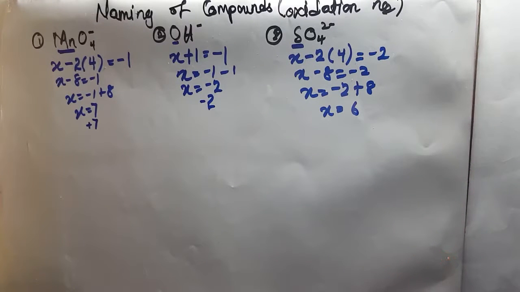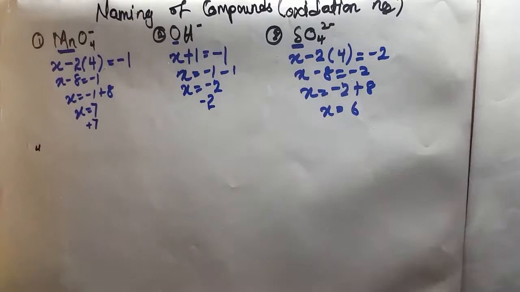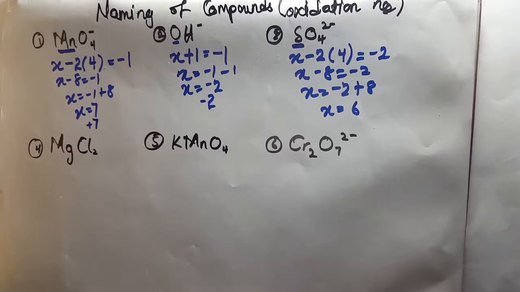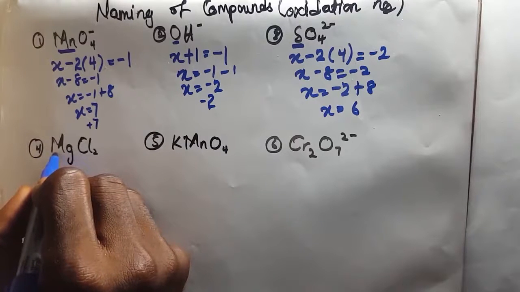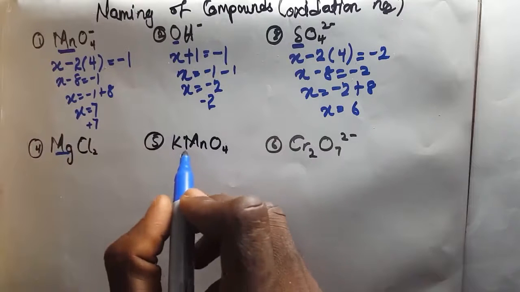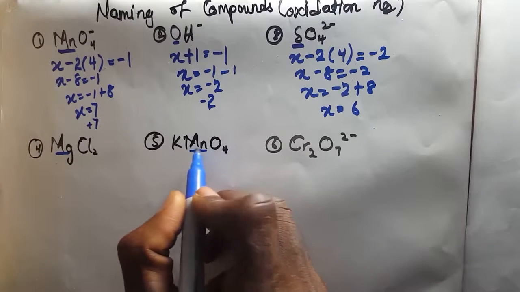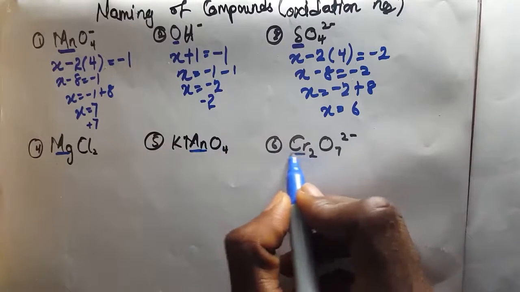Now let's take a few more examples. So we have question 4. For question 4, you're going to find for the one on the left. And over here you have 3. You're going to find for this one, the one in the middle. And over here we have 2. You're going to find for this.